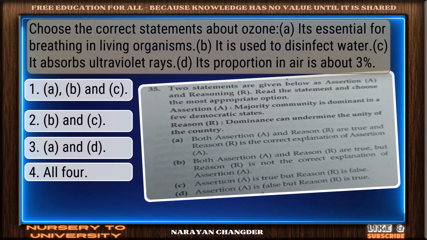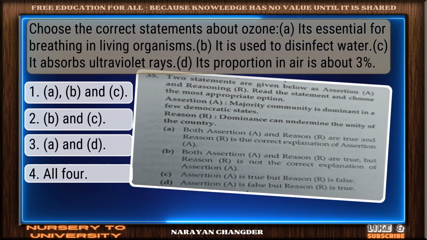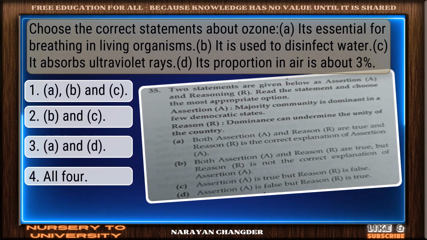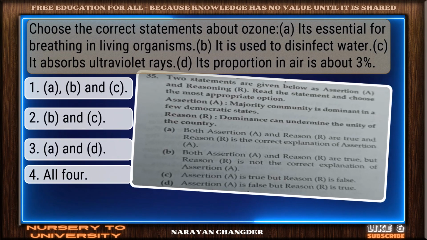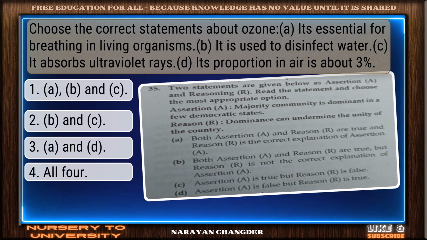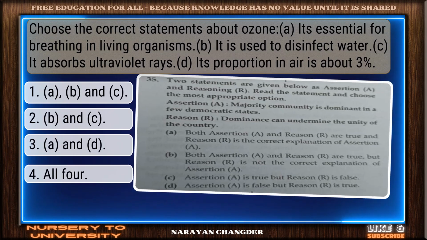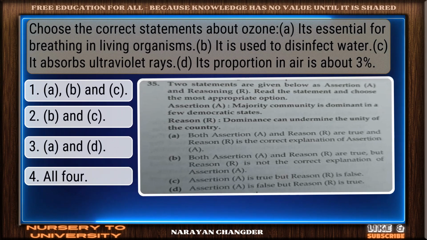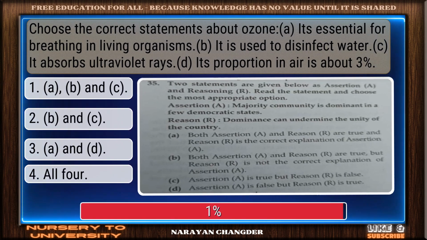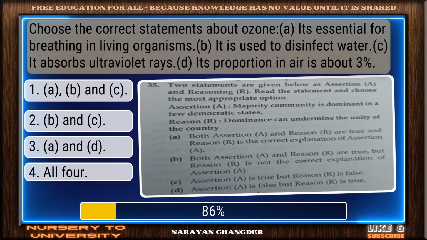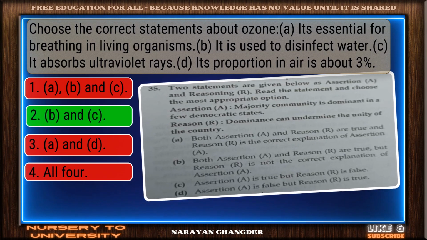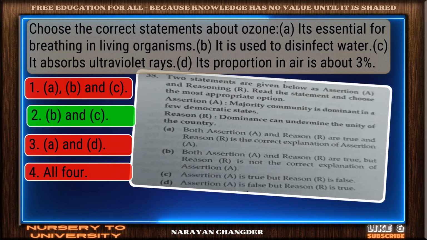Question number 1. Choose the correct statements about ozone. It's essential for breathing in living organisms. It is used to disinfect water. It absorbs ultraviolet rays. Its proportion in air is about 3%. Sharp thinking. And is the right choice.